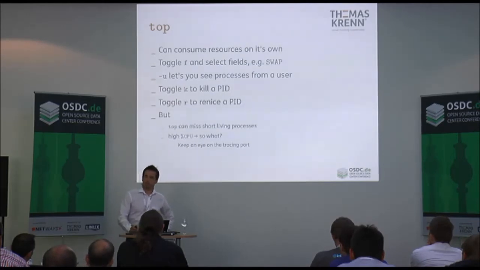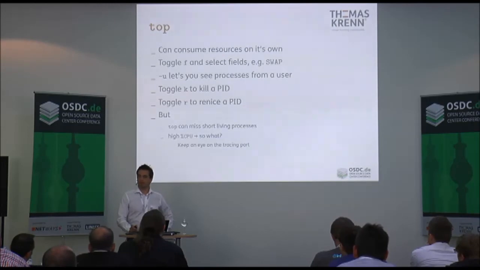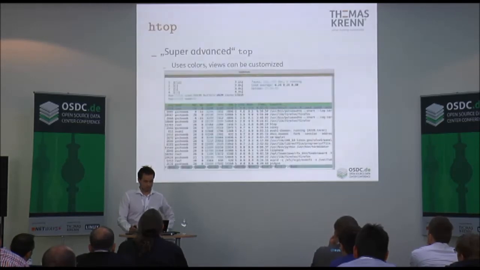You also have to consider that top can miss short-living processes because it is refreshing its output just, I think, every second. And the next question is, you have high CPU usage on your system, but what to do now? Okay, so 100% of CPU usage is not enough for us. We will cover that in the tracing part afterwards.